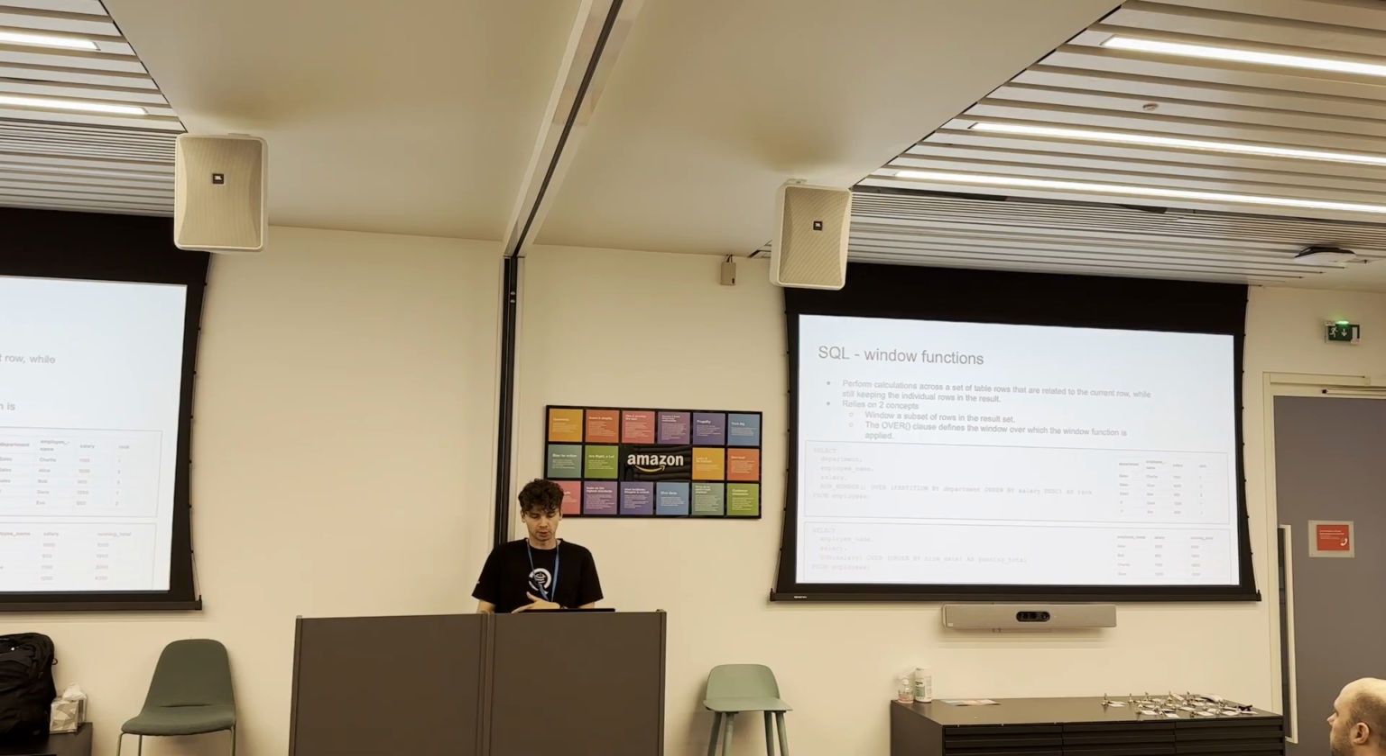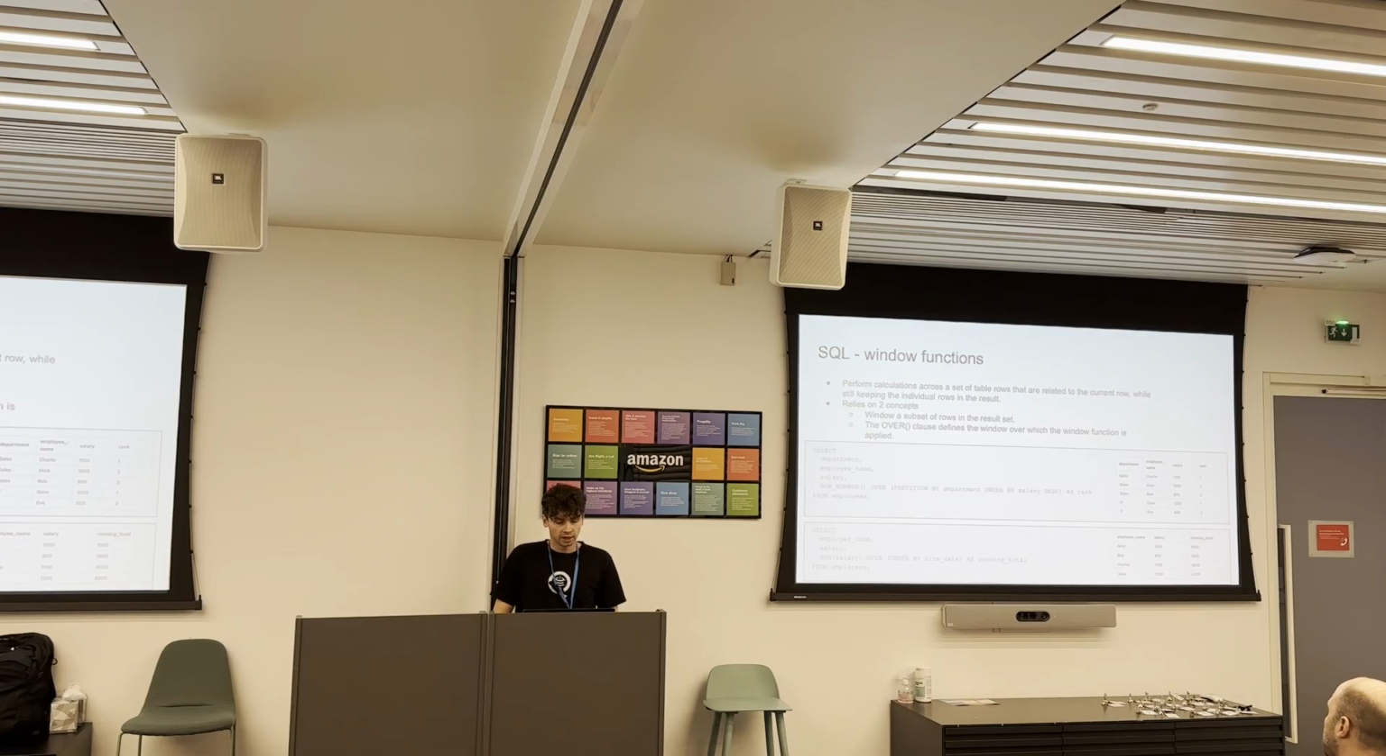So there are two concepts here. There's a window, which is like a subset of rows in the result set, and there's the OVER clause, which defines what is being done over a specific window while iterating over a table. So, just two examples of very simple window functions.